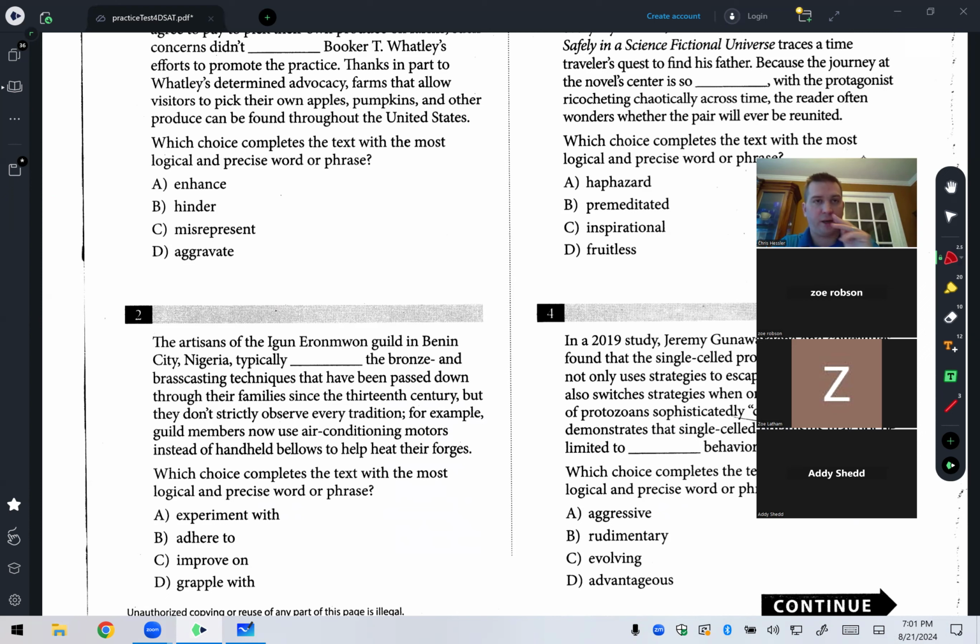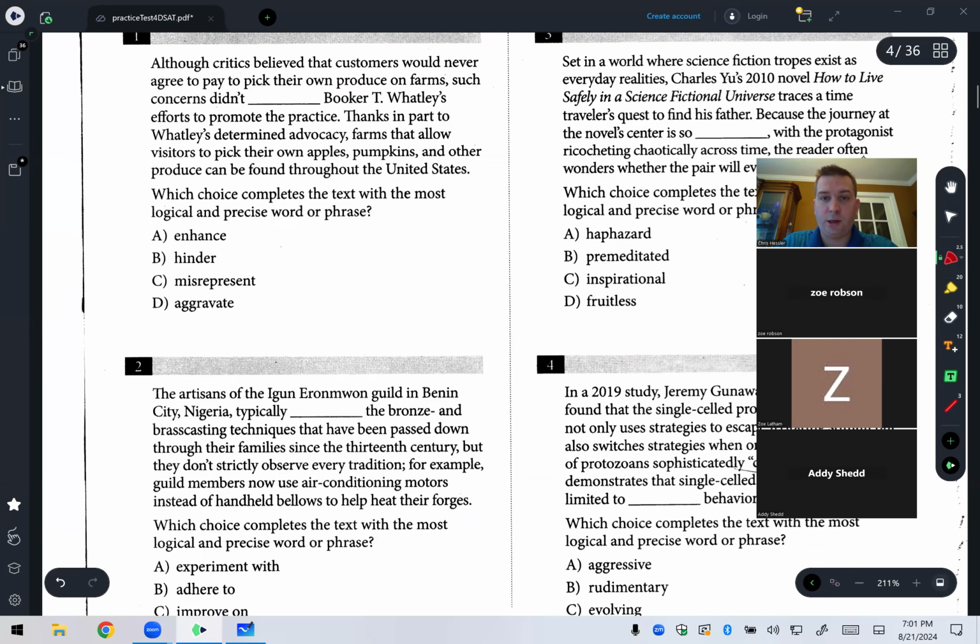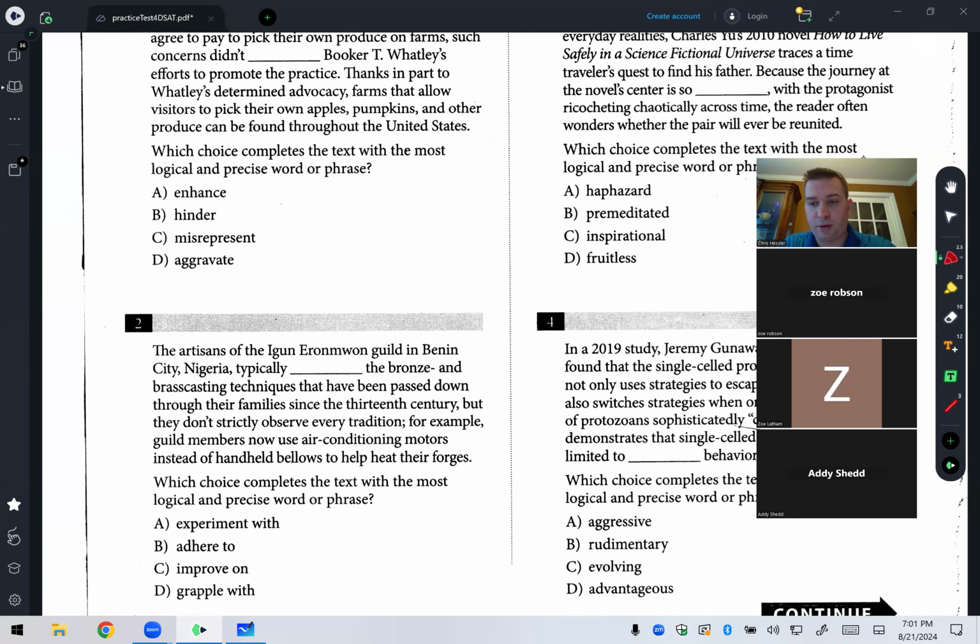So just select your answer for these and we'll go over these in about 4 minutes or so. Try to stick to about a minute per question if you can for the English. I know it can be tricky too, but that's sort of the time frame that you're looking at. So try these 4 and we'll go over them in about 4 minutes.